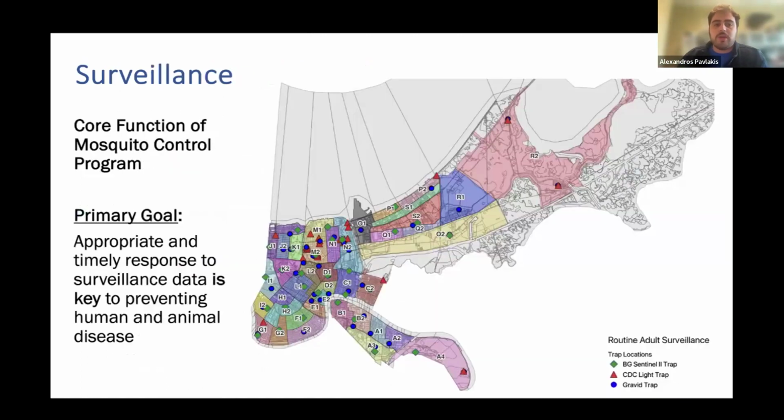Our surveillance program is the core function of any mosquito control program. The primary goal with surveillance is to have an appropriate and timely response to that surveillance data so that you can prevent human and animal disease. If you are putting out traps this week and then you don't look at those results until a couple of months from now, then that data is practically useless. So our goal here is to make sure that we have an appropriate and timely response to whatever data we're collecting.